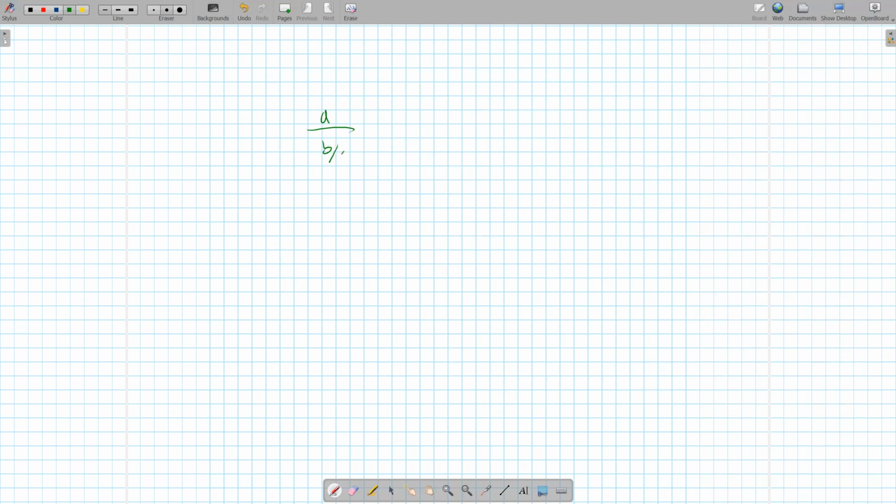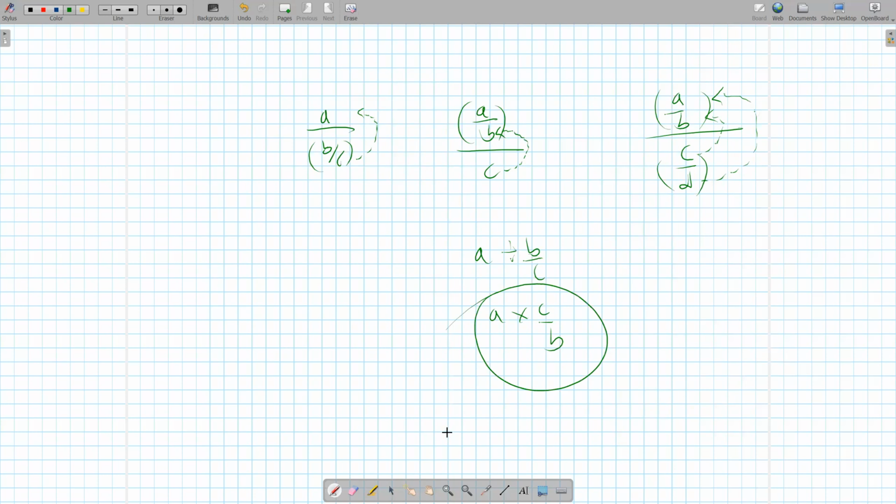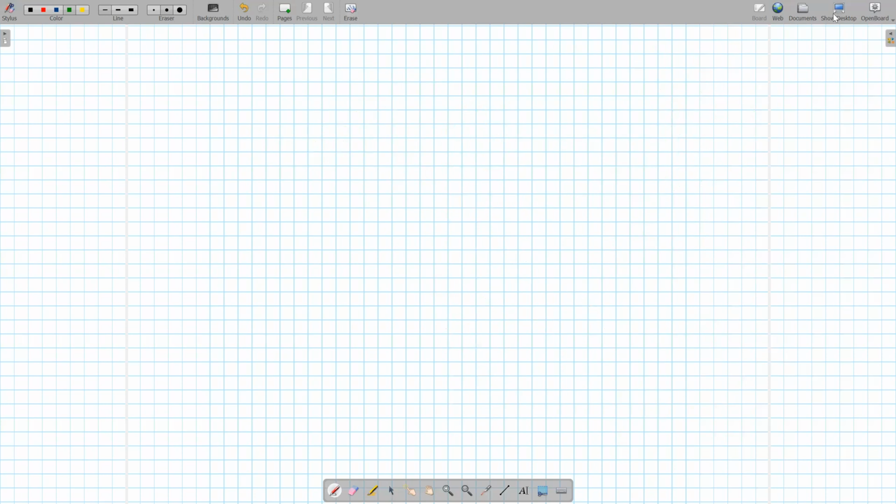You can either have A over B over C, where the C will go all the way to the top. Or you can have A over B to the power C over D, and here it's going to go to the second level. Or finally you can have A over B to the power C over D, and in this, D goes all the way to the top and C goes to the second. Okay, 3 possibilities. You don't have to memorize this. You can always do A divided by B over C to see what goes where. Just remember to do this, and it's going to be different depending on where the bracket is.